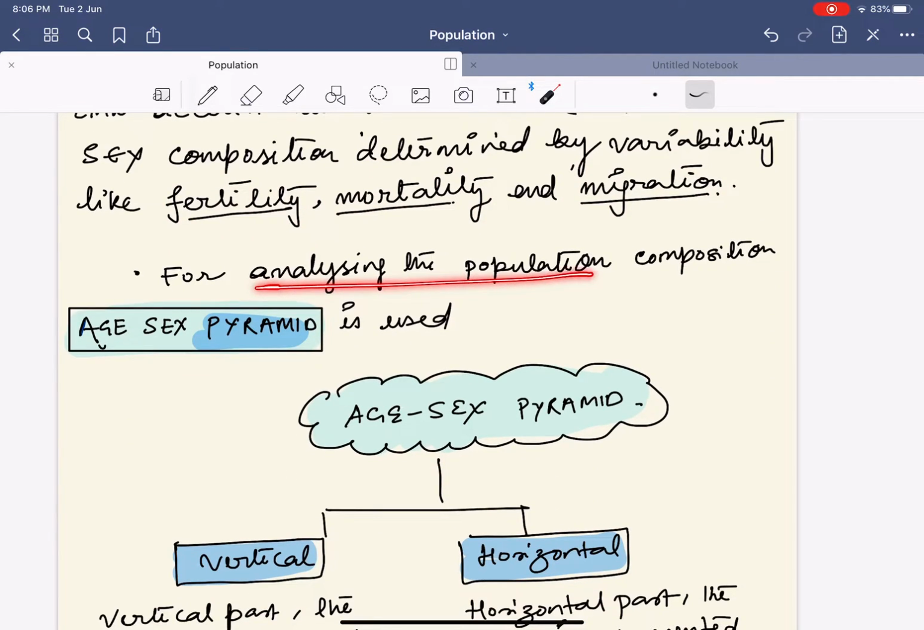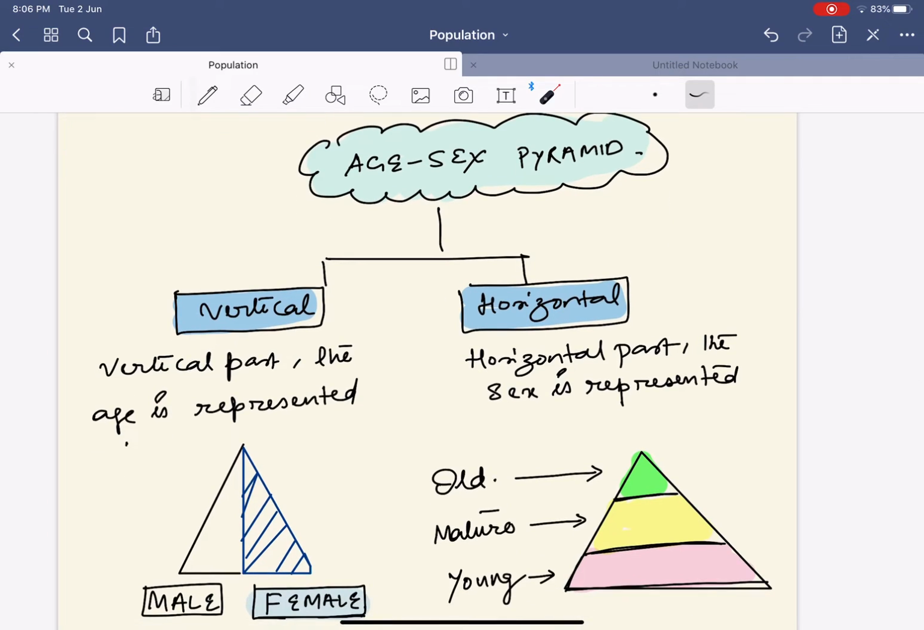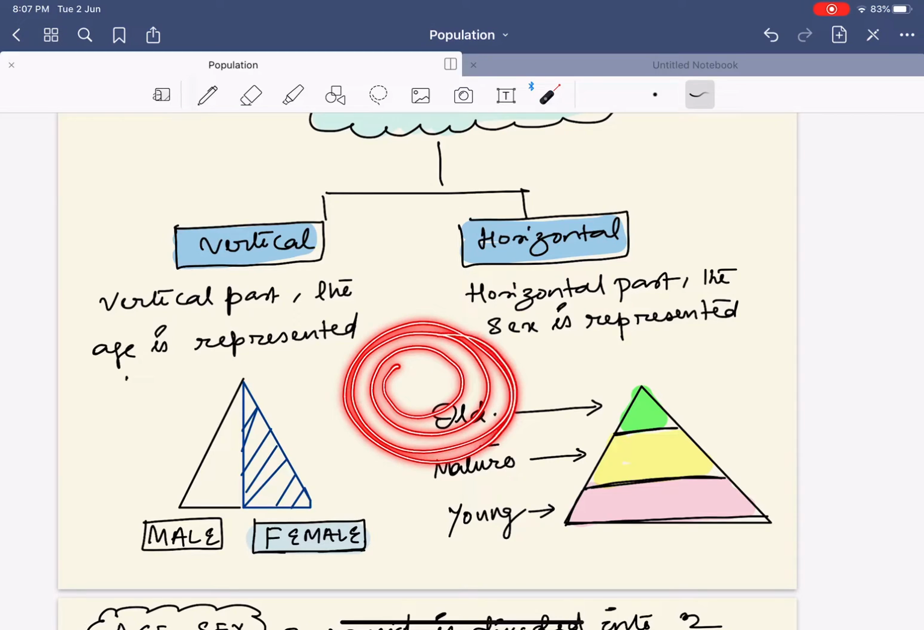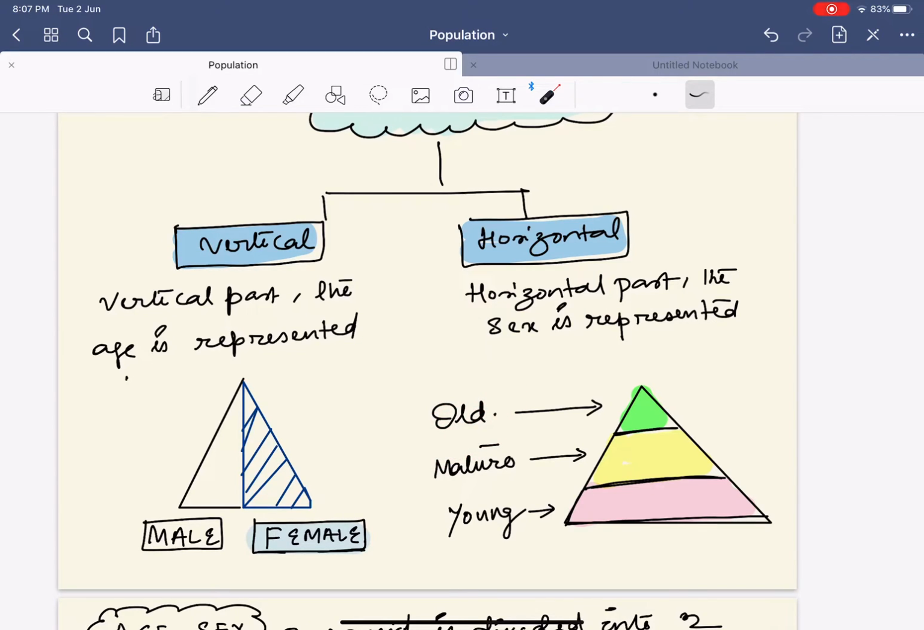For the analysis of the population composition, we are basically using this age sex pyramid. This is your age sex pyramid. It is nothing but a graphical diagram which represents the age in the horizontal category, that is the old, mature and young. In the vertical category, it represents the sex, that is your male and the female sex. Remember that these two diagrams are not drawn separately, rather they are drawn in one composite manner. How we represent this diagram, we will be looking at further in our course.